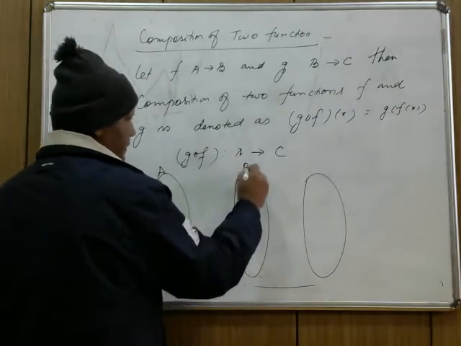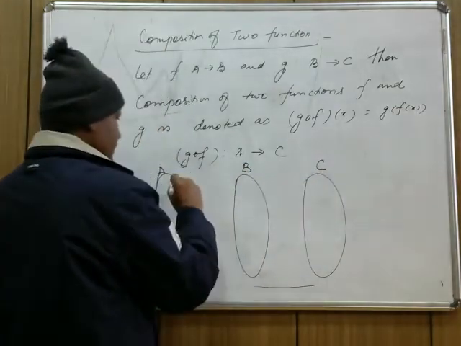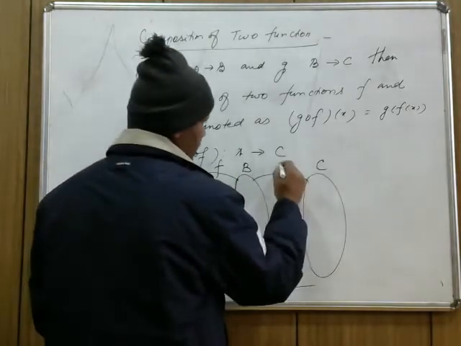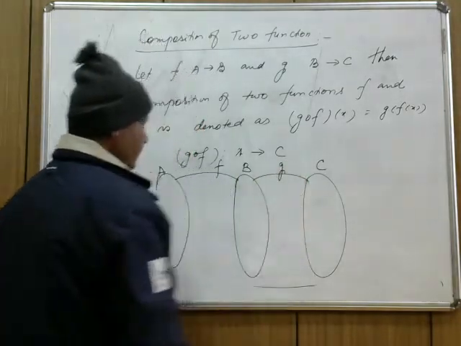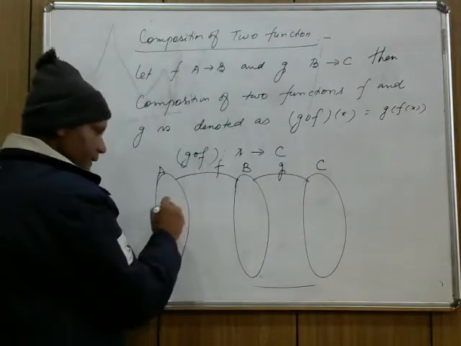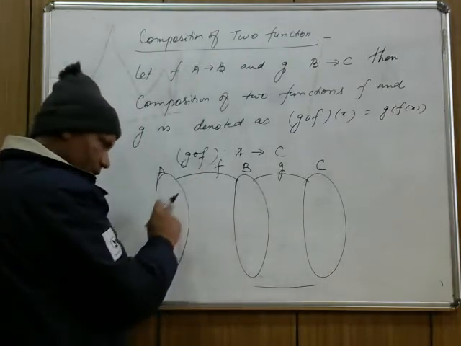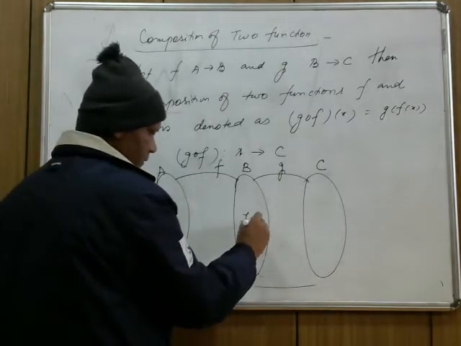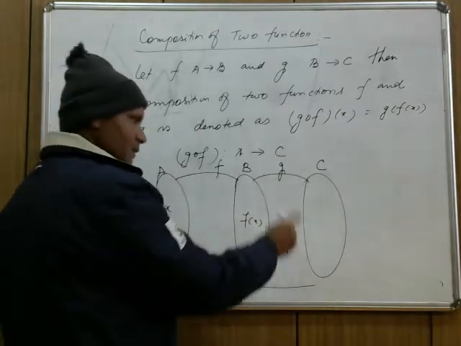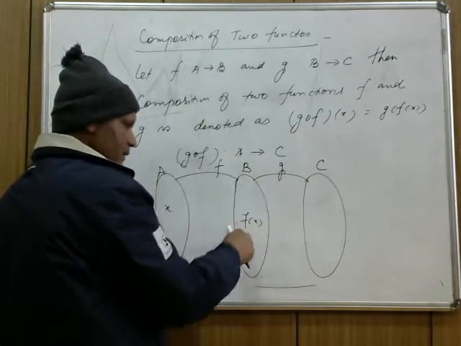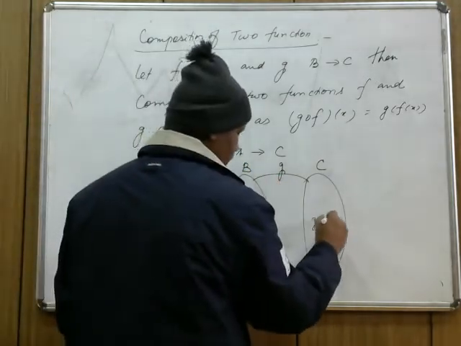Set A, set B and set C. f is a function from A to B. g is a function from B to C. You know that if I write here x, here I get the elements. When I apply this rule f on x, I'll get here f of x. Now we apply the rule g on the elements of B, that becomes now g of f of x.